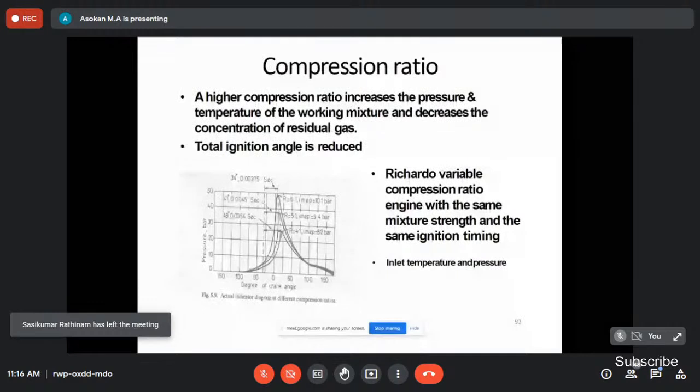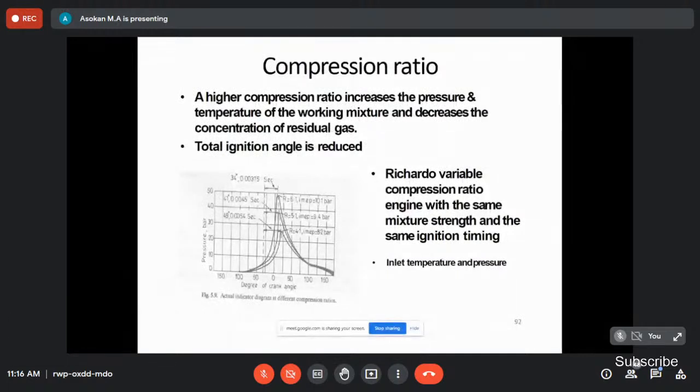If you still reduce the compression ratio, then the pressure developed is 25 bar, and the time taken is 49 degrees crank angle, 0.005 seconds. So from this figure, you can see that if you increase the compression ratio, you can reduce the flame propagation time and also increase the pressure.